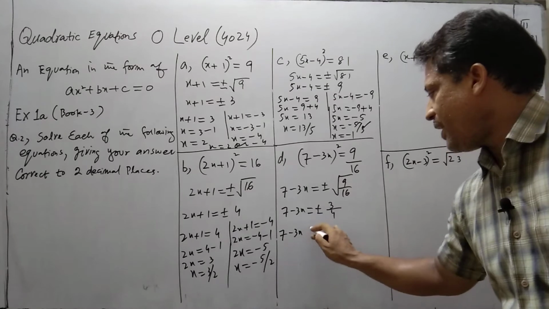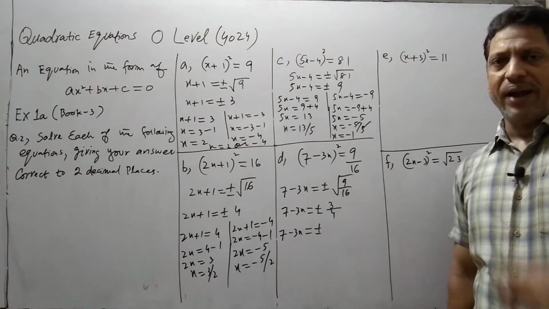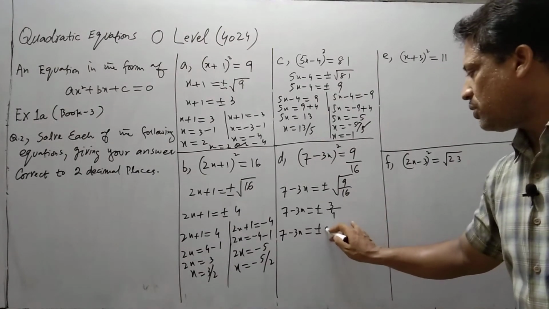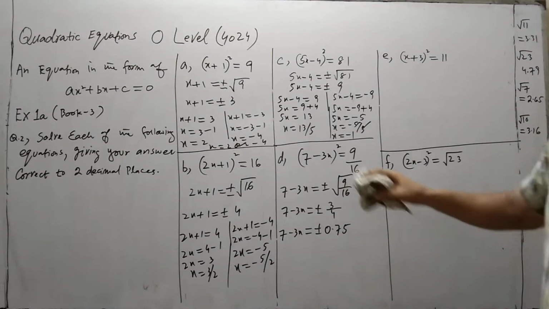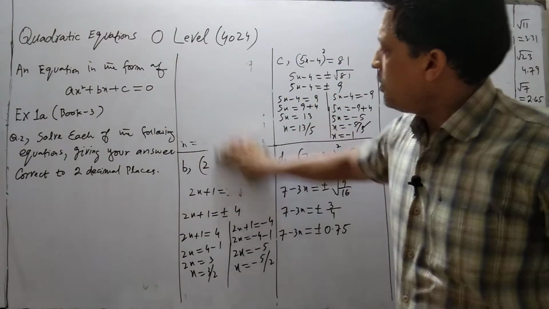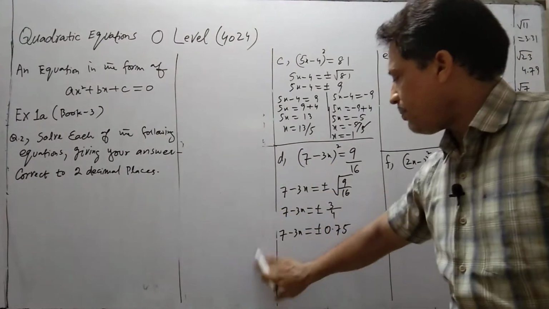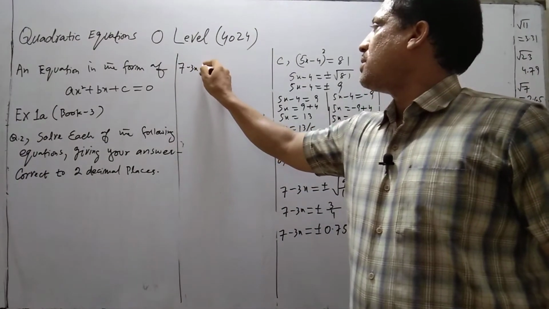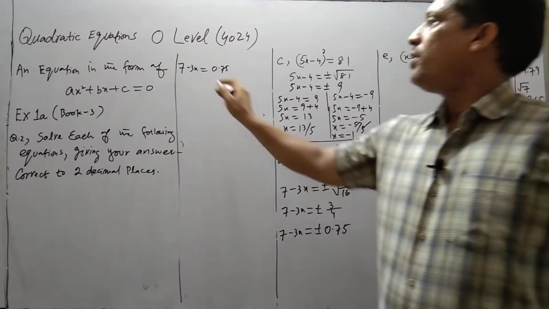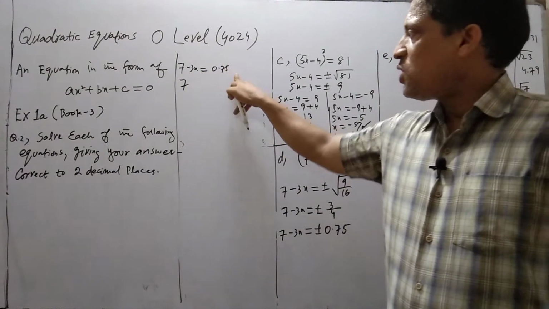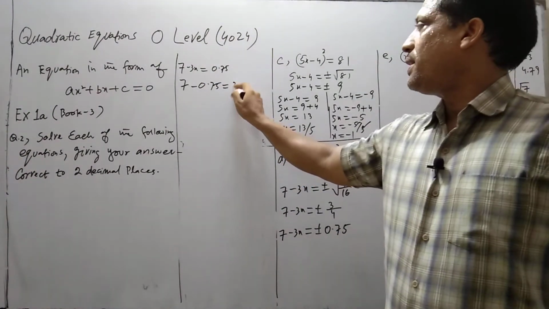7 minus 3x is equal to plus minus 3 upon 4. If you divide 3 upon 4 and write in decimal form, you will get 0.75. Okay? I am doing the remaining part over here. Look at this. So, one time 7 minus 3x is equal to 1 time plus 0.75, and then solve. 7, this 0.75 is plus, move to this side, and this minus 3x is minus, move to this side.